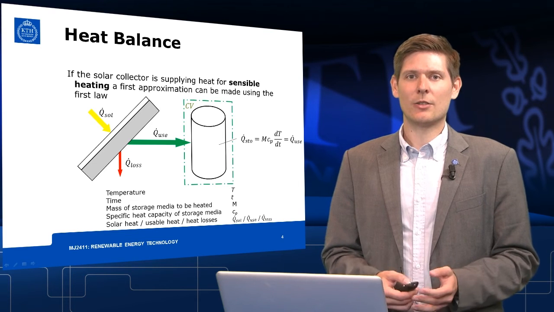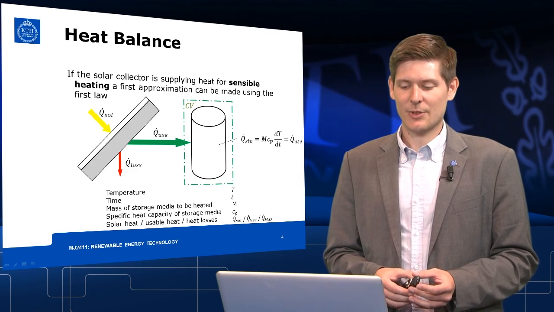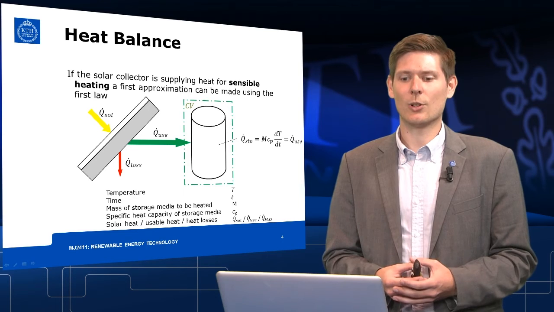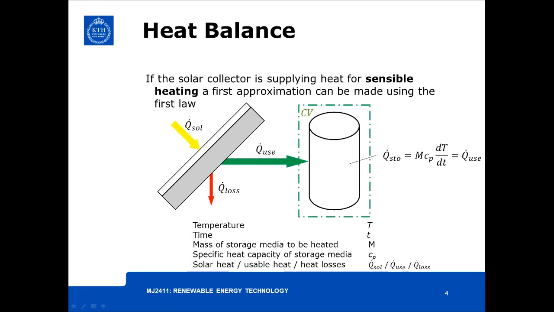In order to calculate these kind of systems, we need to apply a so-called heat balance equation. In order to do so, we usually need to define the boundaries in which we're going to apply the heat balance. Here in this slide you can see the control volume CV, which defines the boundaries of our system, drawn in the dashed dot green line.